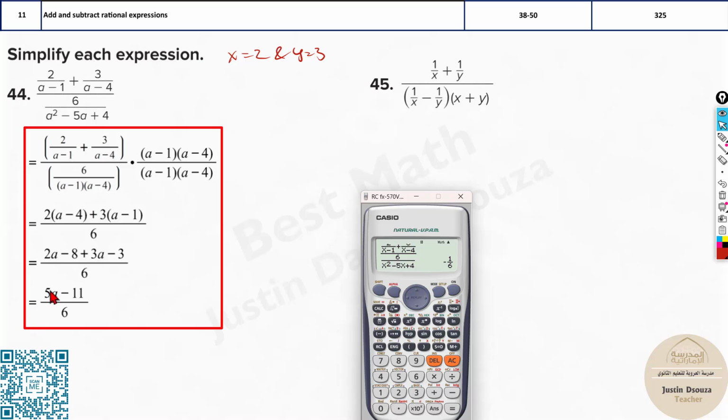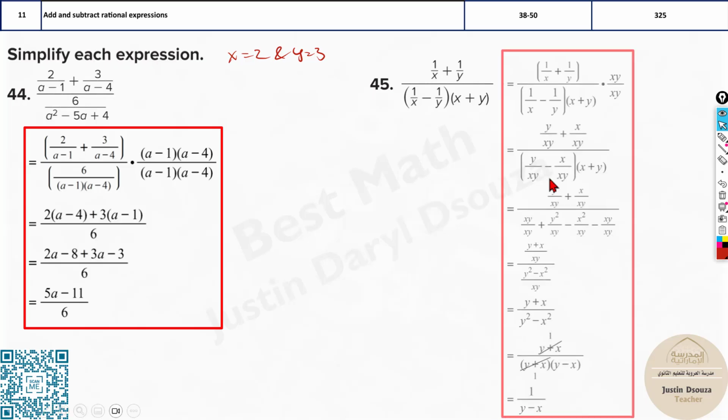Is it true? If I put 5 times 2, it's going to be 10 minus 1. Yes, the 10 minus 11 will be minus 1. Yes, minus 1 by 6 is correct. But you can check it out. 5x minus 11 divided by 6 here. Calculated at 2. The answer is minus 1 by 6. Similarly, you can solve all the other problems here.